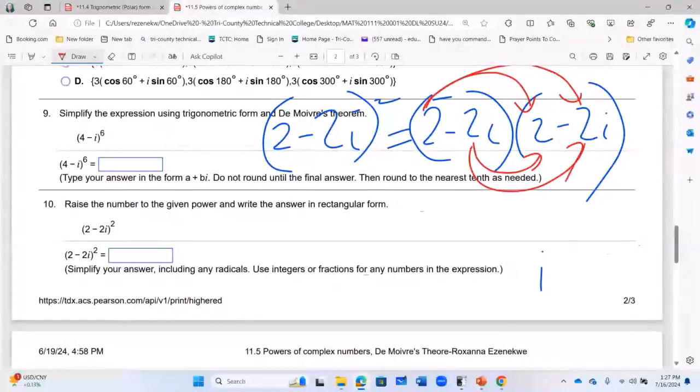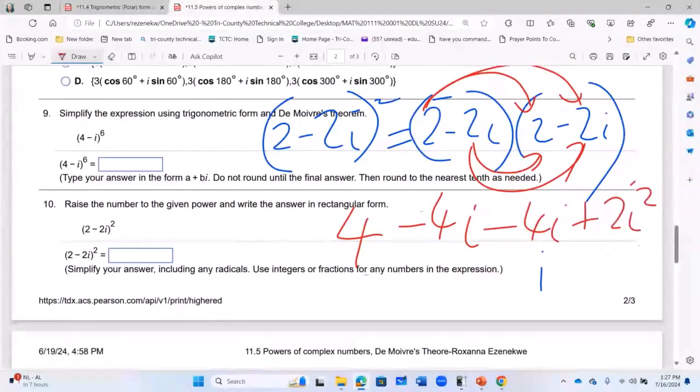So 2 times 2 is 4. 2 times negative 2i is negative 4i. Negative 2i multiplied by 2 is negative 4i again. Negative 2i multiplied by negative 2i is positive 4i squared. Remember in your junior class, Math 110, we talked about i squared being equal to negative 1 always. i to the power of 4 is equal to 1.